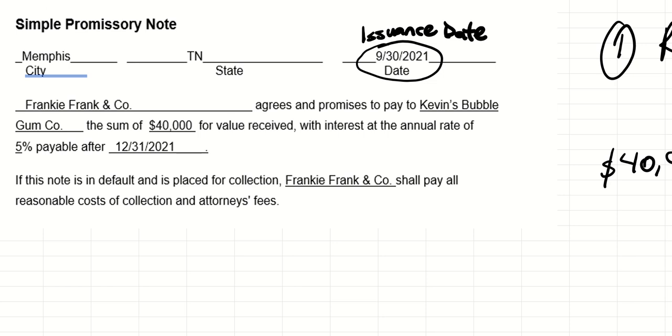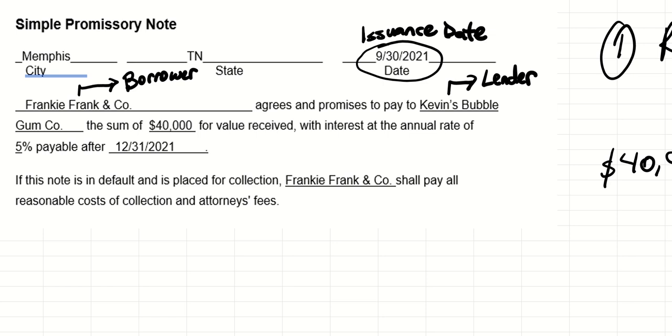Okay, so Frankie Frank Company agrees and promises to pay to Kevin's Bubblegum Company the sum of $40,000 for value received with interest at the annual rate of 5% payable after December 31st, 2021. Okay, so this means that Frankie Frank is the borrower and Kevin's Bubblegum Company is the lender. All right. So this is an example of accrued revenue.